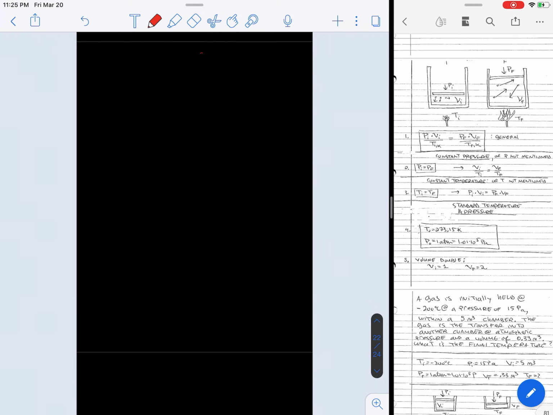Okay, so let's just simplify. Let's say that you have a piston. It's pretty much a tube with a movable lid. And let's say that the lid starts off down here.